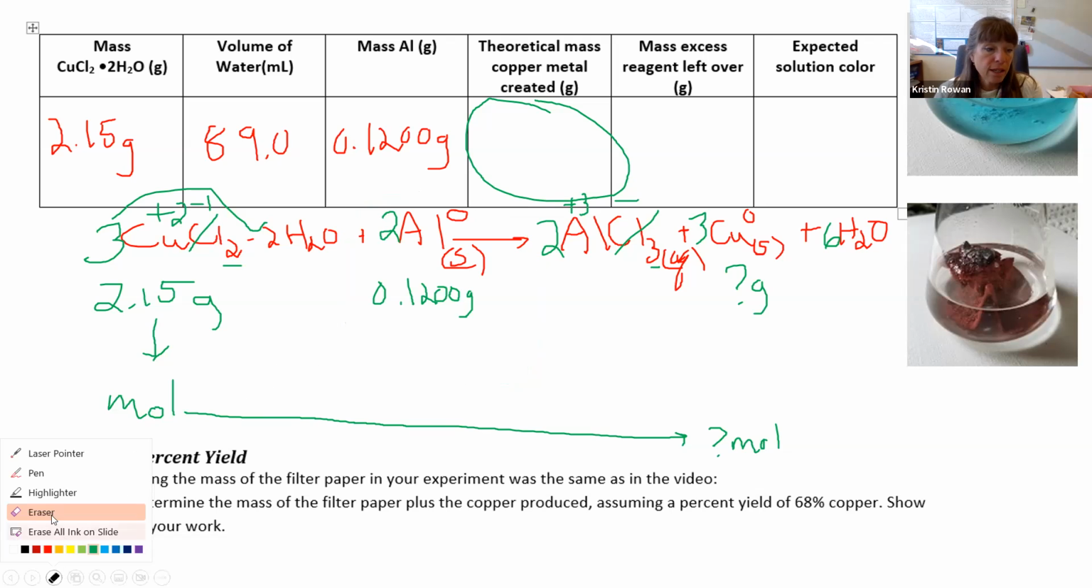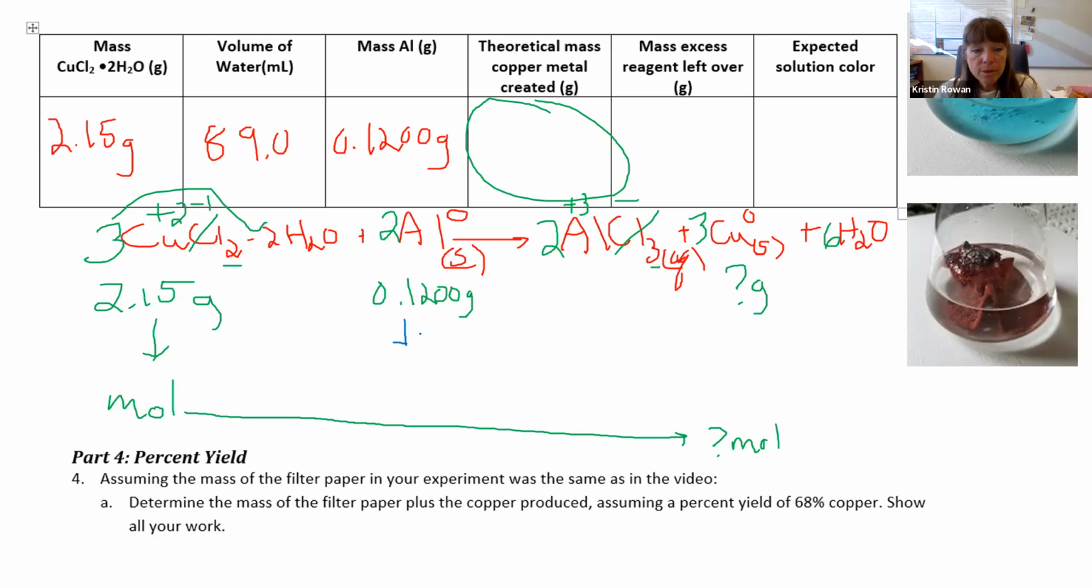So alternatively, I can go ahead and say, well, what if I do the same thing with the aluminum? I say this much aluminum, and then I'm going to convert that to moles. And remember, you do that with molecular weight from the periodic table. So the molecular weight of aluminum is 27 grams per mole. Copper chloride dihydrate, I think off the top of my head, is like 170 point something grams per mole. So you take that, convert it into moles, and again, figure out how many moles of copper can be created.